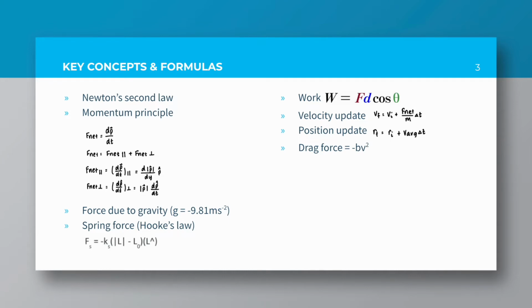Force due to gravity is the object's mass multiplied by the acceleration due to gravity, which is the constant here. Drag force, on the other hand, is equal to the square of the instantaneous velocity of the object multiplied by b, which is the proportionality constant of the drag force.